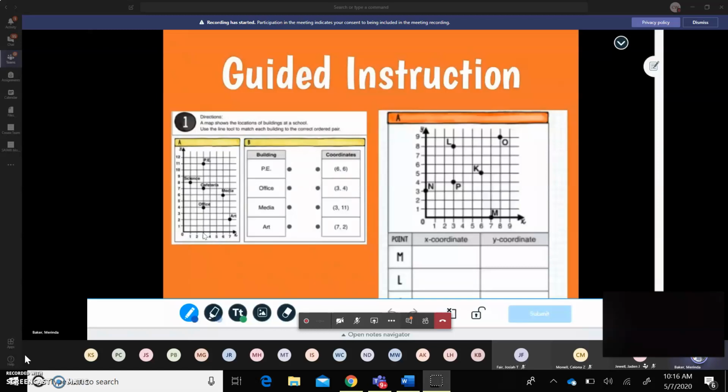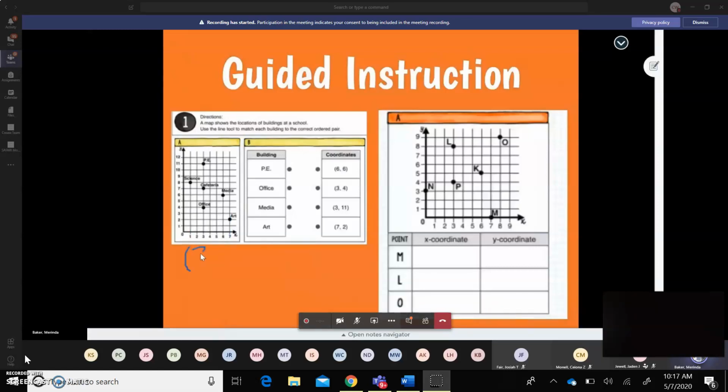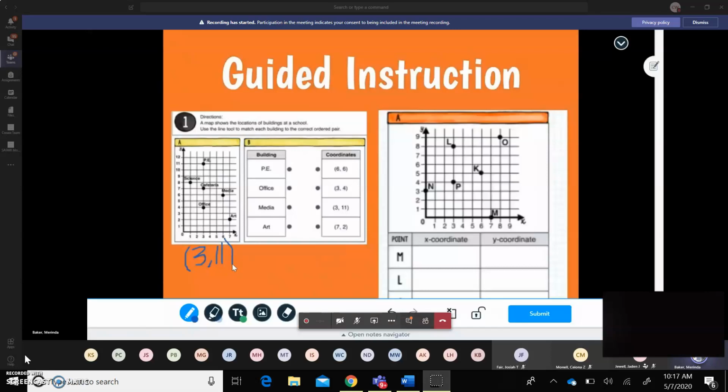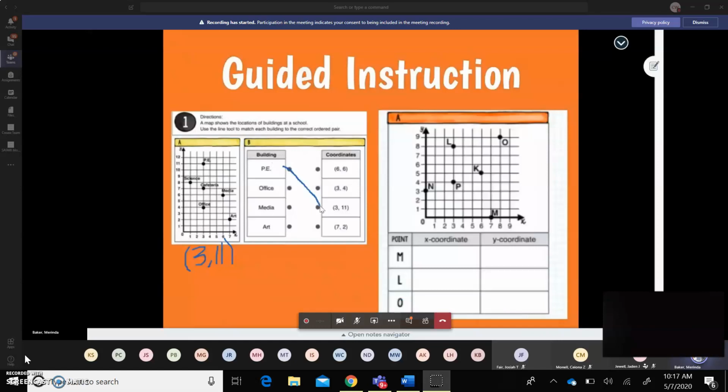Then I'm going to move 1, 2, 3, 4, 5, 6, 7, 8, 9, 10, 11 units up on my y-axis. So if I first move 3 units to the right, and I know the x is always the first number in the ordered pair, I move 3 units to the right, and then I move 11 units up on my y-axis. That means that my ordered pair is 3, 11. So I'm going to draw my line going towards 3, 11.